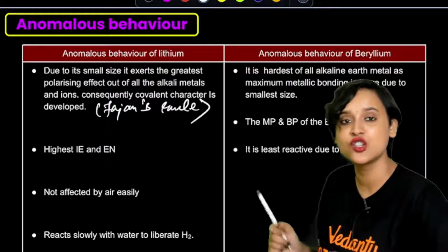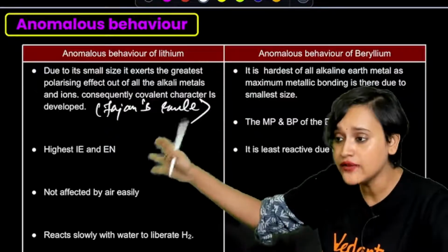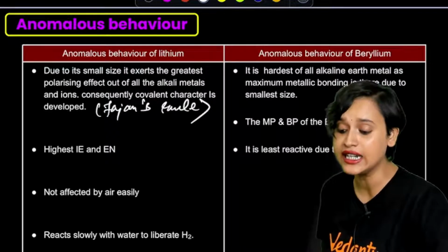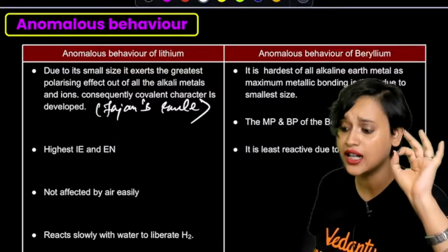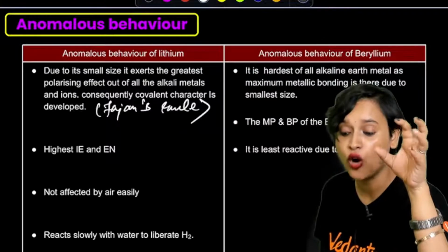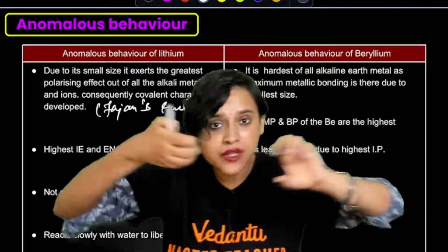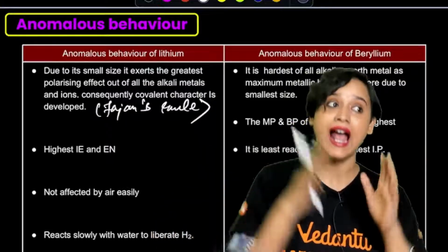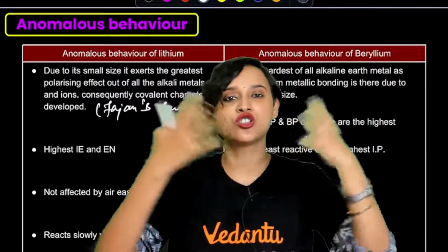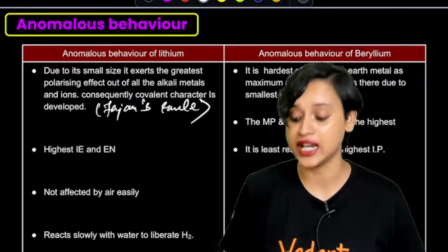And it reacts slowly with water to liberate hydrogen gas, right? Then when we come to beryllium, the anomalous behavior of beryllium, we see that it is the hardest of all the alkaline earth metals, right? Because of why? Maximum metallic bonding, also small size. Because of its small size, the overlapping will also be very easy, right? And because it is closer to the nucleus, the bonding will also be stronger, which is why you get to see an anomalous property of beryllium.